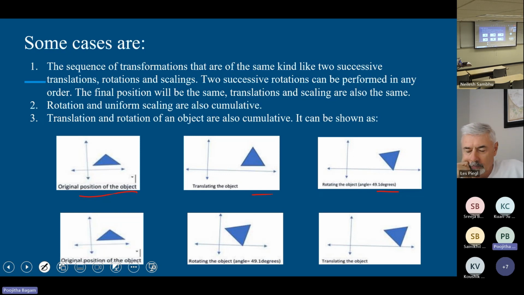I would say we know the two basic rules: rotation and uniform scaling are cumulative, and the translation and rotation of an object are cumulative. So keeping that in mind, we can maybe choose the transformation order. Yeah, that may be an idea, to educate the user as to how the orders are not the same if the user wants to repeatedly do the various transformations.